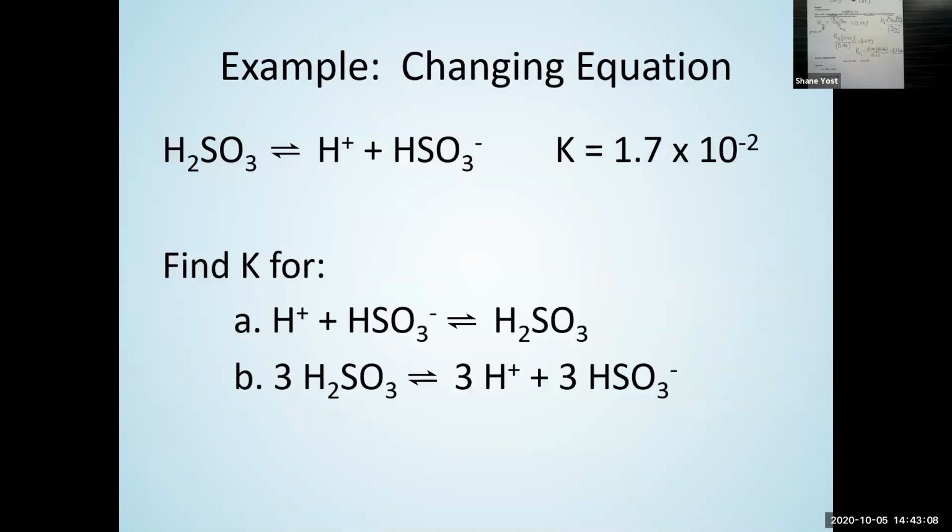So let's do an example of this. Here I have a chemical reaction, H2SO3 going to H+ plus HSO3-, and just assume all these things are aqueous. It has the equilibrium constant equal to 1.7 times 10 to the minus 2. The question is, what is the numerical value of the equilibrium constant for reactions A and B? A is H+ plus HSO3- going to H2SO3, and B is 3 H2SO3 going to 3 H+ plus 3 HSO3-.